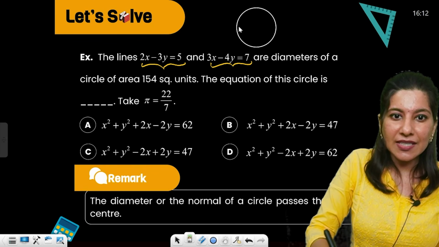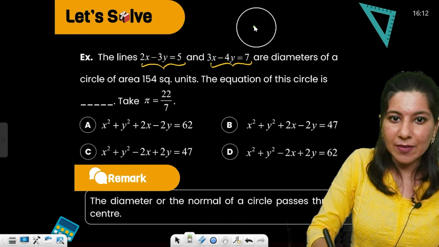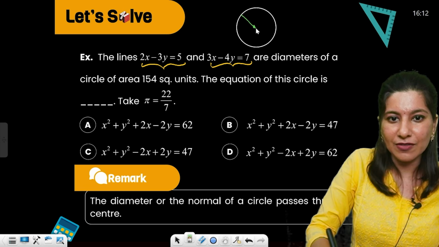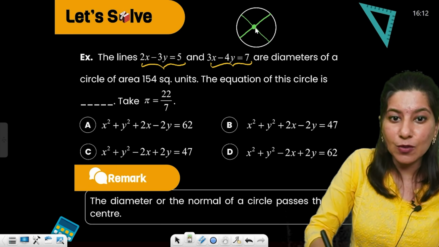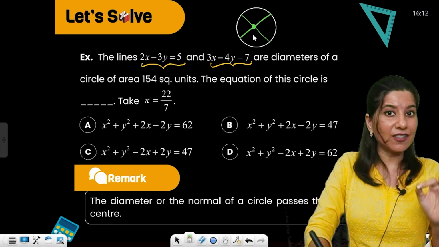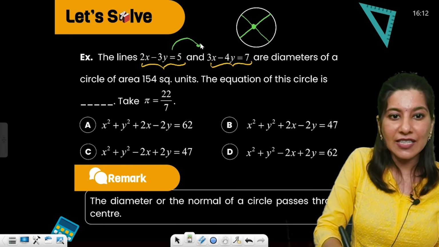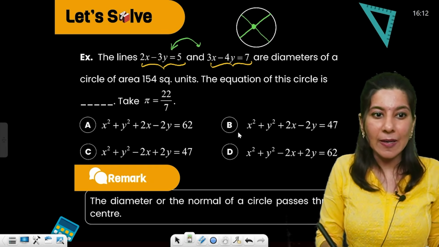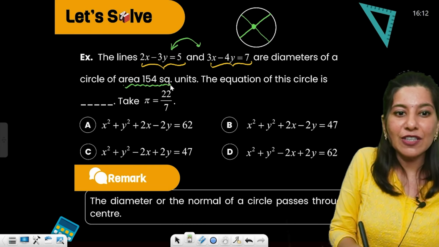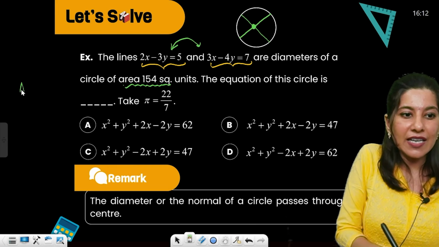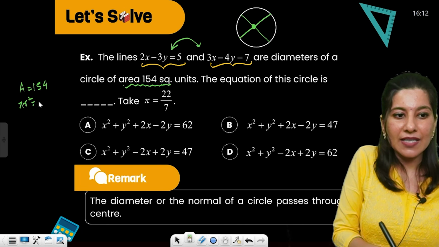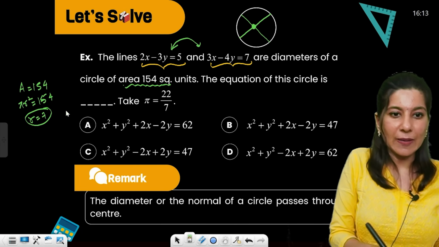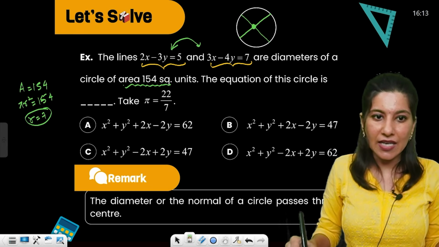So two diameters are here. Let us say a diameter always passes through the center of the circle. So this is one diameter, this is your second diameter. That means both diameters will intersect at the center of the circle. So if I solve these two equations, I will get the center, and the area is 154. If the area is 154, this calculation we have done: πr² is 154, so from here r will be 7.